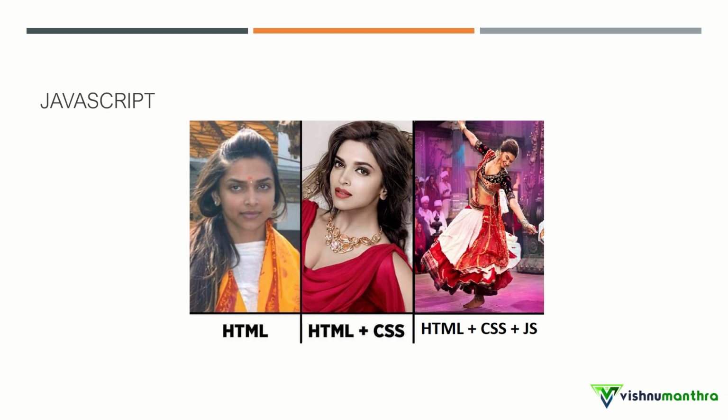So now we can see the actress started dancing. So what does that mean? It means now we are adding some dynamic content. We are making our web page dynamic, or we can say that we are giving some actions to our web page. So this is how HTML, CSS and JavaScript differ.